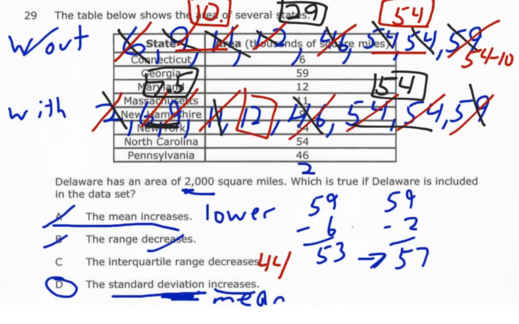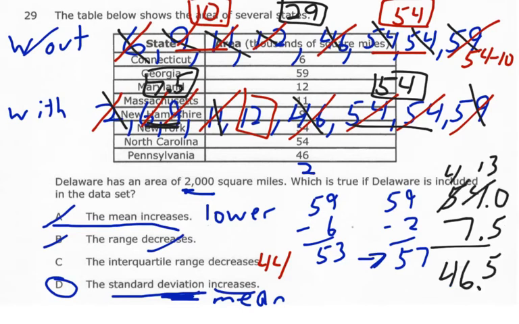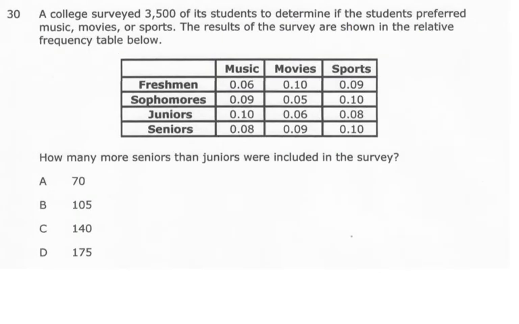And you can see right away, if we do 54 minus 7.5, it's going to be a number bigger than our 44. And actually it would be 46.5. So did the range, interquartile range, increase or decrease? It went up 2.5, so it didn't decrease. So we just proved why C is not correct.